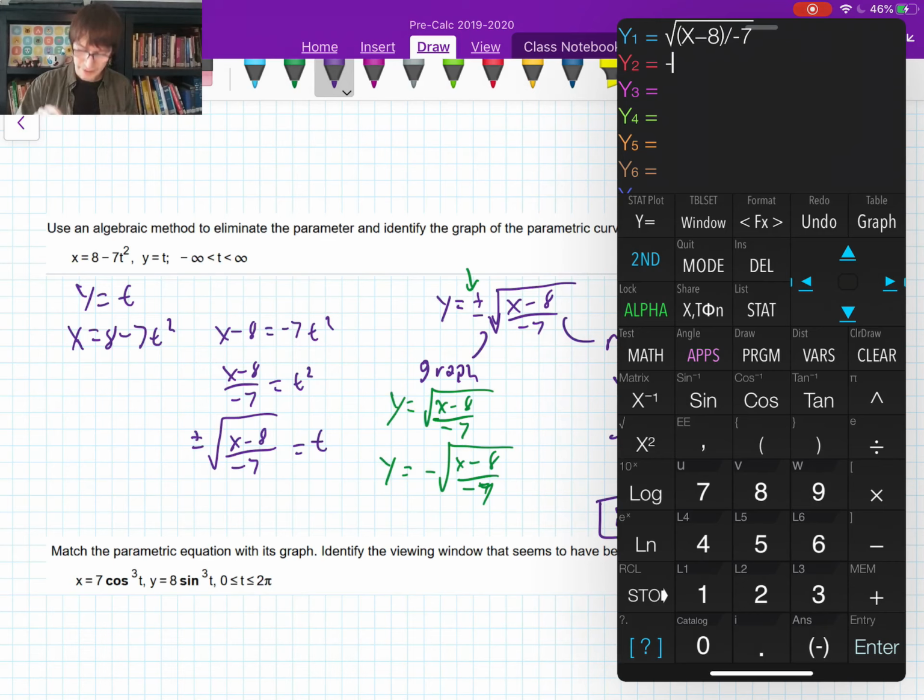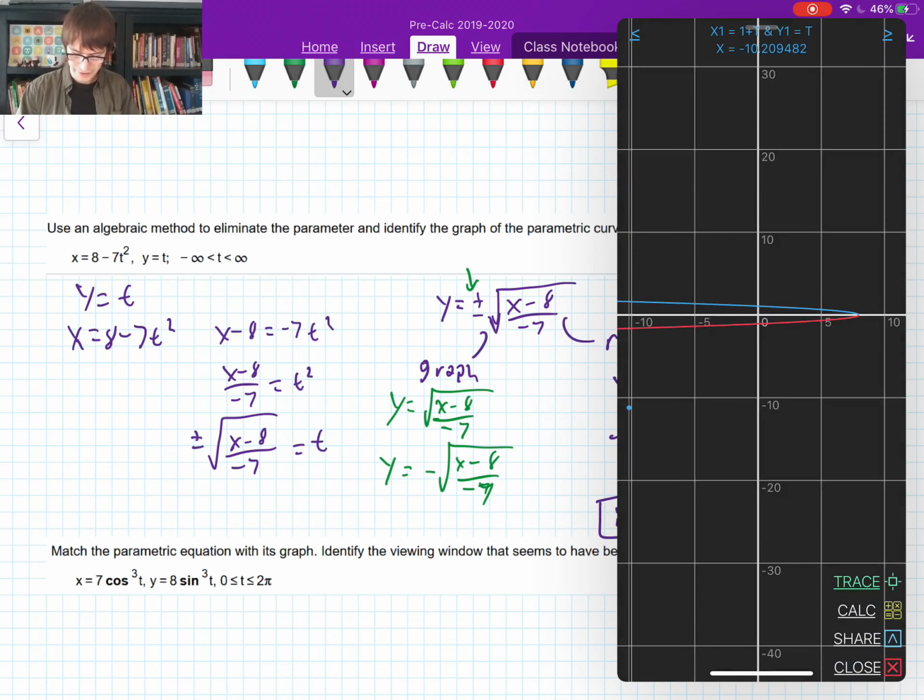Important, use the negative button, not the minus button, otherwise you'll get a problem. This negative button down here, not the minus, because that does something very different, as you can see. So negative square root of x minus 8. I use the parentheses so that it divides the whole parentheses, not just part of it. Then divide that by negative 7. Okay, and we're going to hit enter, or graph, it's probably more accurate.